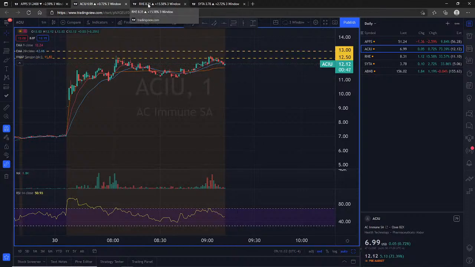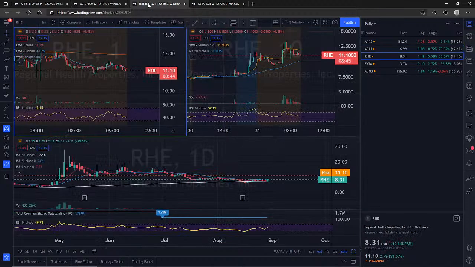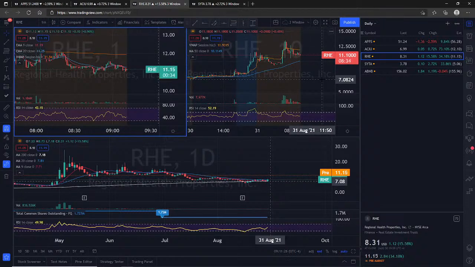All right. So RHE, Regional Health Properties, there is no news on this one. But there's something going on here. Let me check and see if news popped up again yet, if there's anything that popped up since I first looked at it. I got into the office about 45 minutes ago. No news. The only news is that it's one of the pre-market gainers.